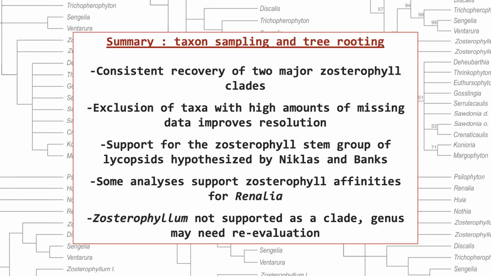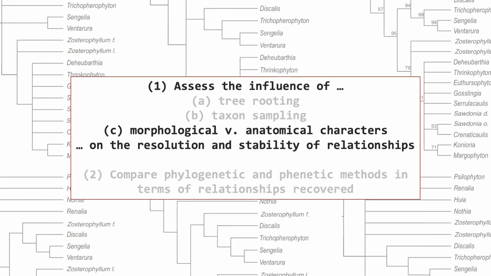To summarize this section, we found strong support for two major Zostrophyll clades that, excluding taxa with high amounts of missing data, improve the resolution of our trees. Our findings are generally supporting the Zostrophyll stem group of lycopods that was hypothesized by Nicholas and Banks. Some of these analyses support Zostrophyll affinities for Renalia, as well as Zostrophyllum not being supported as a clade, and we may need to reevaluate the genus.